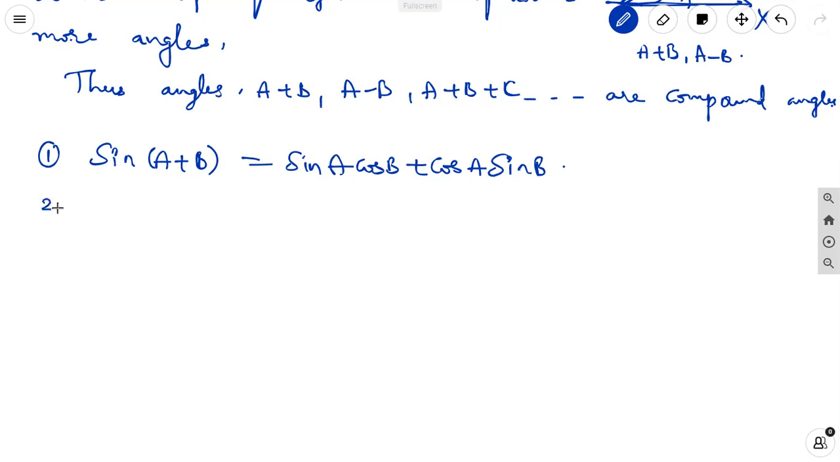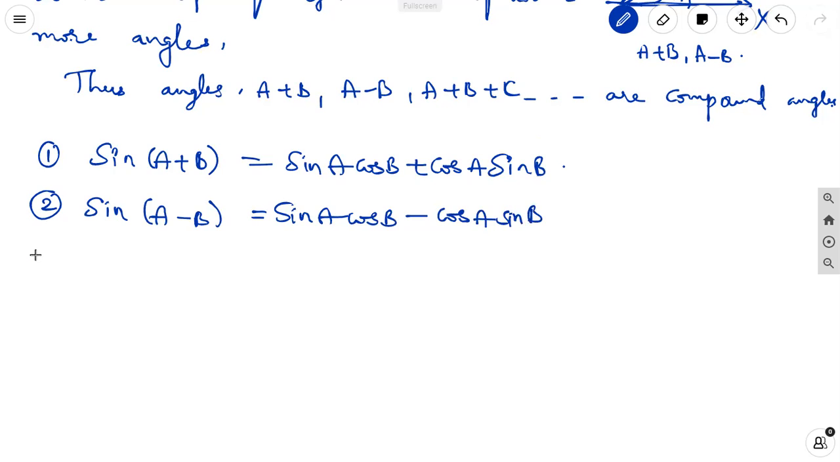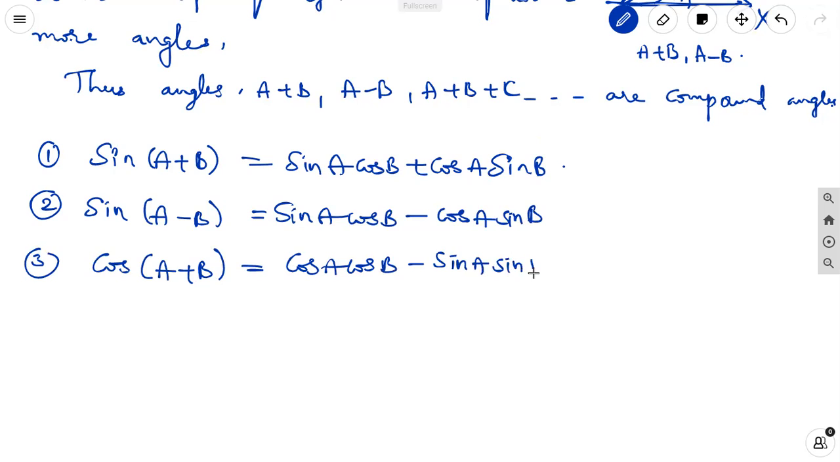In the same way, we are discussing some basic formulas. These are very useful in compound angles. Sine of A minus B is equal to sine A cos B minus cos A sine B. Next, the other ratio we are taking is cos. Cos of A plus B is equal to cos A cos B minus sine A sine B. Fourth one, cos of A minus B is equal to cos A cos B plus sine A sine B.